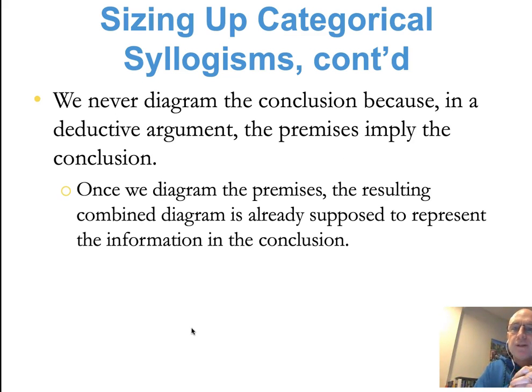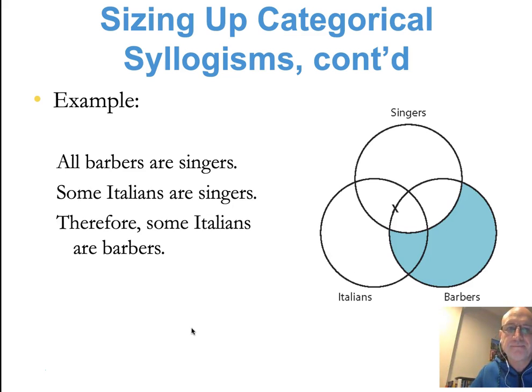We never diagram the conclusion because in a deductive argument, the premises imply the conclusion. Once we diagram the premises, the resulting combined diagram is already supposed to represent the information in the conclusion.